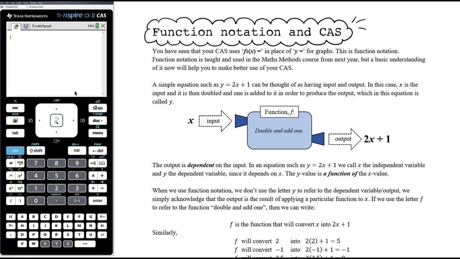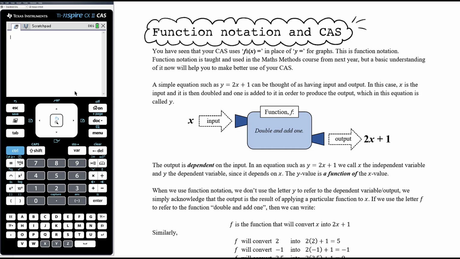We saw function notation in the previous video when we were looking at linear graphs and sketching graphs with our CAS. We saw that our CAS uses f1 of x, f1 brackets x equals, in place of y equals for the graphs. And this is function notation. It is saying f1 of x: function 1, which is in terms of x. Function notation is taught and used in the Maths Methods course from next year, but a basic understanding of it now will help you to establish a better use of your CAS early on.